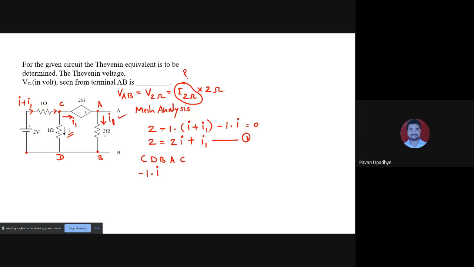So while moving from B to A, I come across the resistance of 2 ohm, and 2 ohm is carrying the current of I1. So the potential drop will be 2I1. But in this case, I am moving from B to A, and current is moving from A to B. So I and current are moving in opposite direction. That is why this is plus.